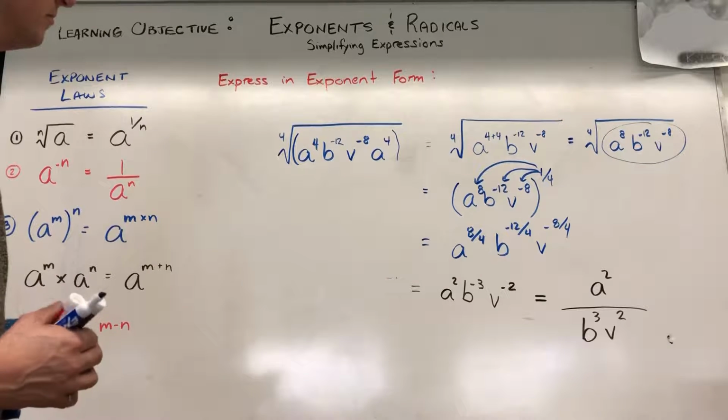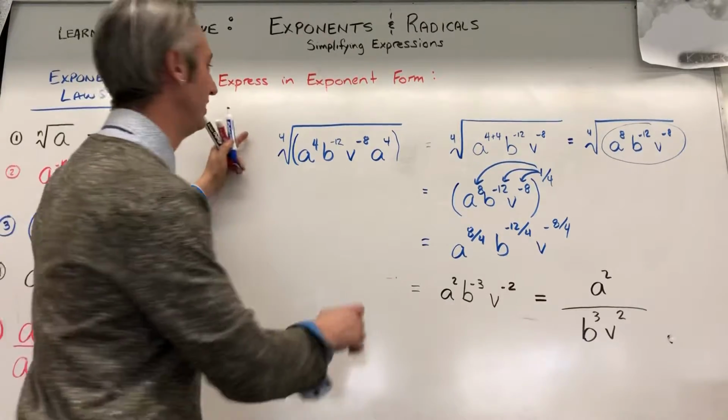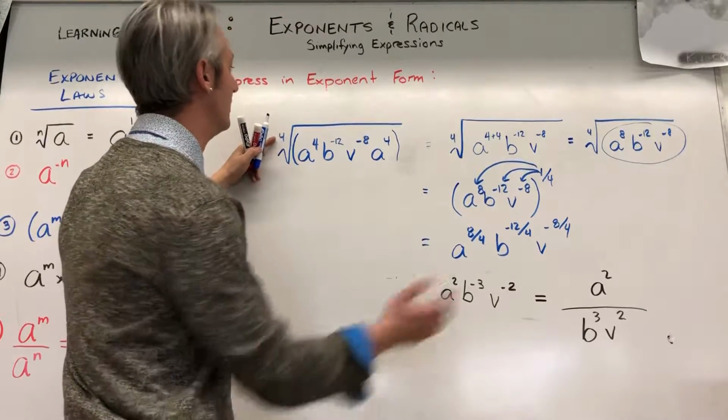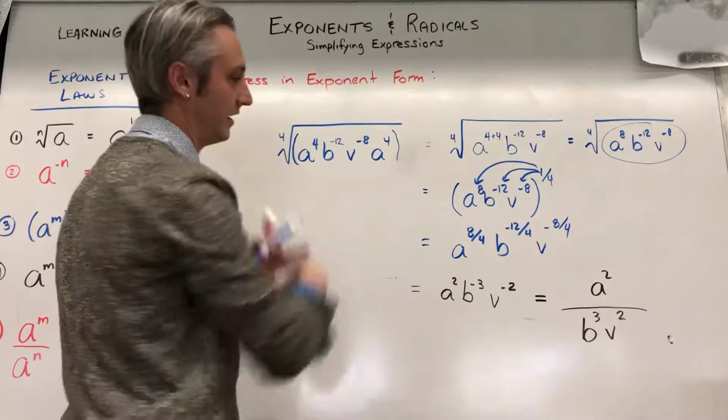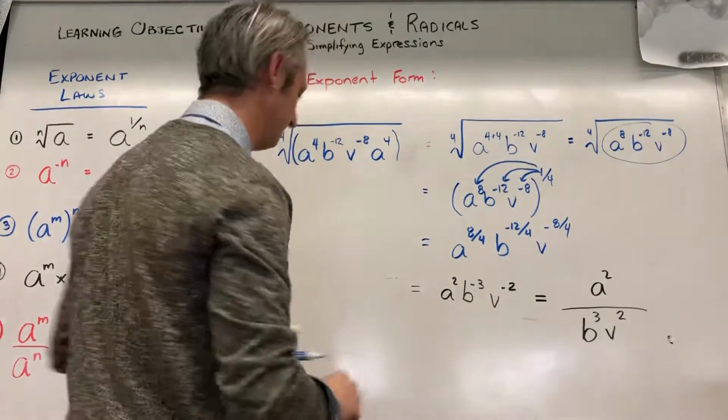Okay? Now I could have done this part here first, right? Deal with the root, spread out the root, and then collect like terms as well. It's going to work out the same way. It doesn't really matter what order you go in.